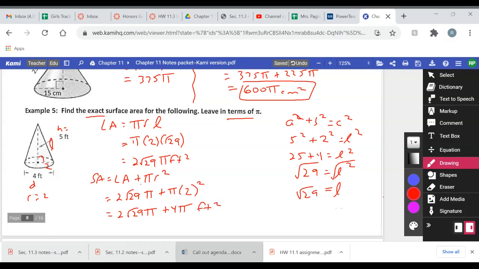Okay, I can't combine the pi's together because one has a square root and one doesn't. So do not say 6 square root of 29 pi. Can't do that. So you're just going to have to leave it separate since one has a square root and one does not. Okay, so be careful with that.